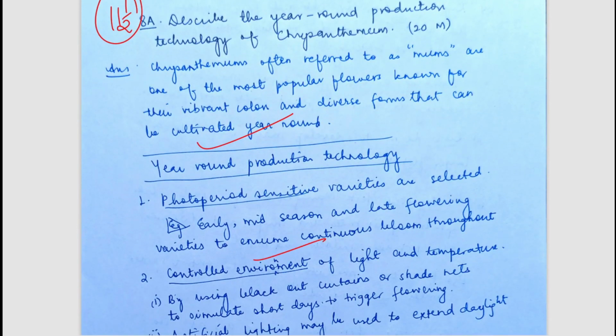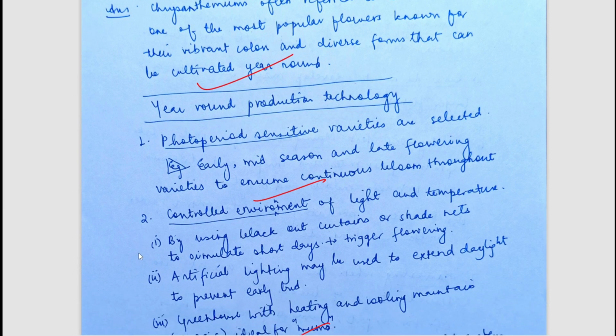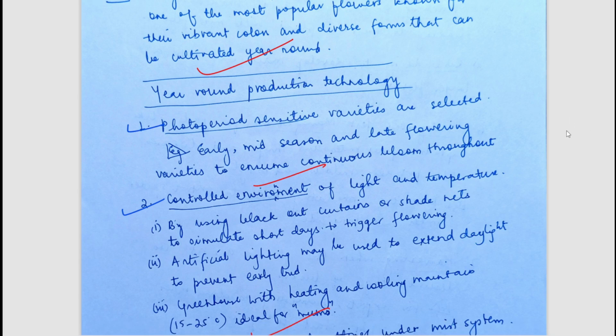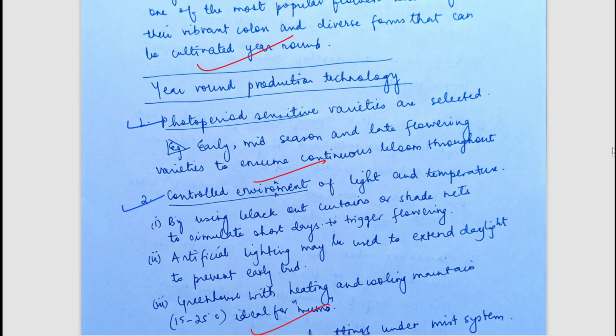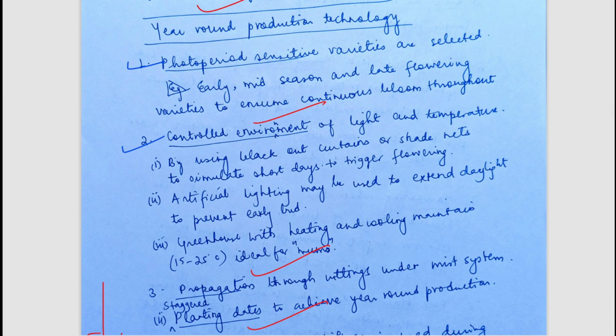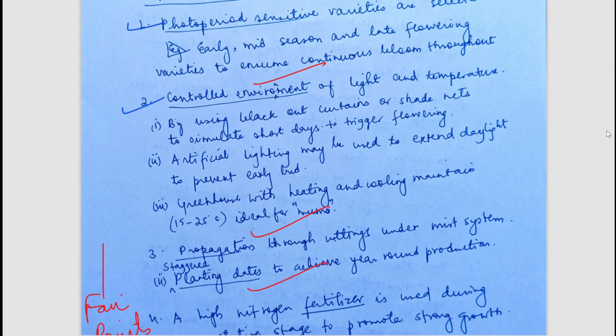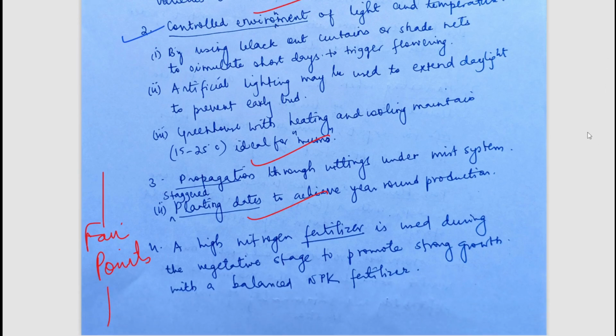Next question is, describe the year-round production technology of chrysanthemum. Obviously, here controlled environment has been mentioned, photoperiod sensitivity has been mentioned. Obviously, year-round production will be in a certain controlled environment also. That environment has been highlighted. You can pause and read this. Its propagation has been mentioned. Nutrient management has been mentioned. How fertilizer is to be applied.